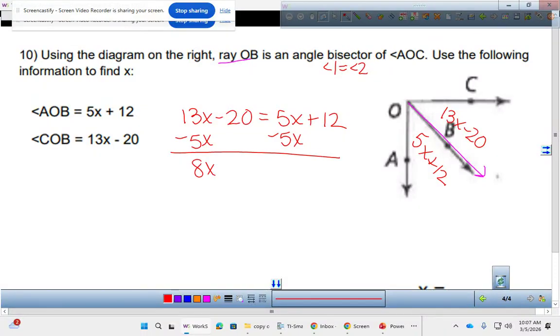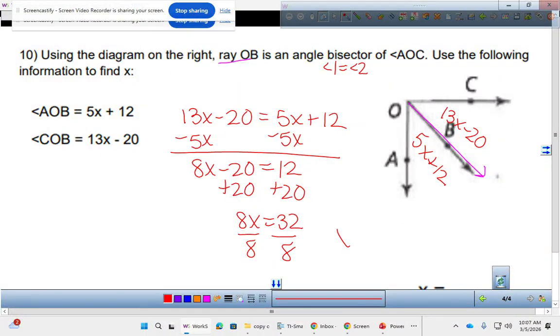I get 8x minus 20 equals 12. I can add the 20. 8x equals 32. X equals 4. Sometimes these problems might ask you to plug back in and solve for missing angles, but in this case, it's just asking me to solve for x, so I can stop there.